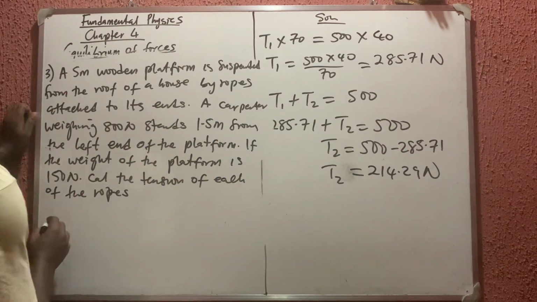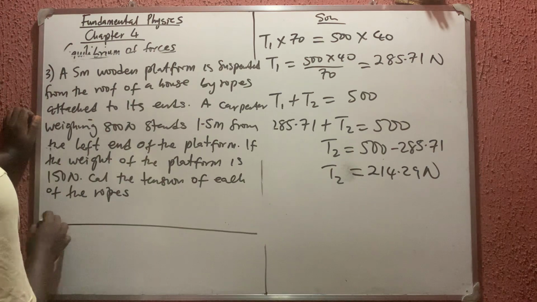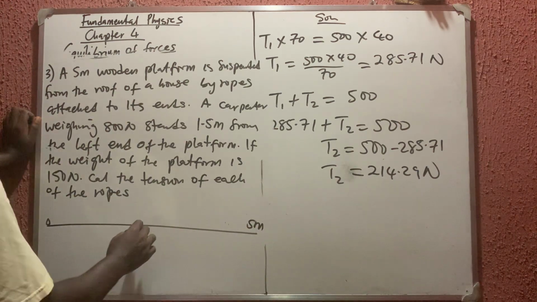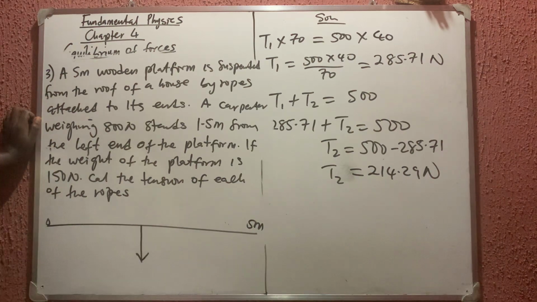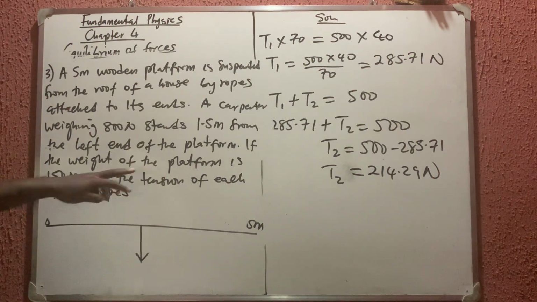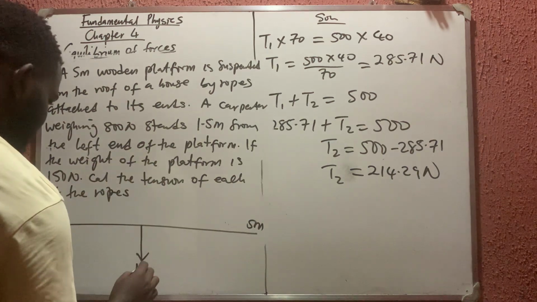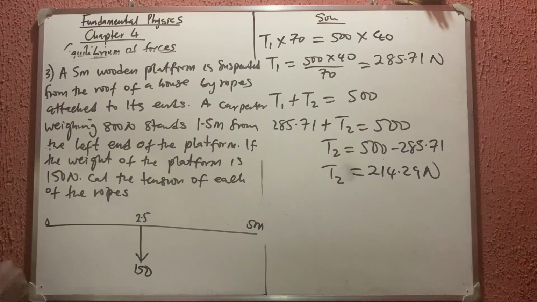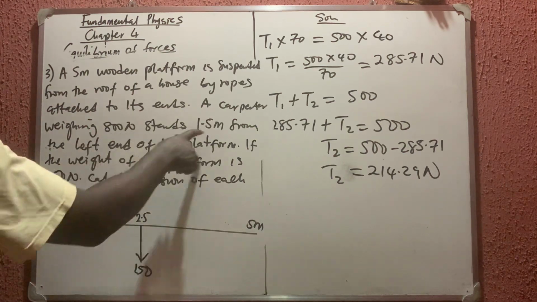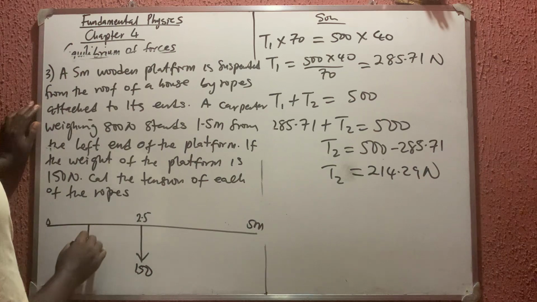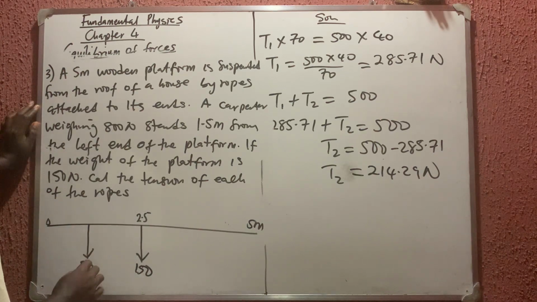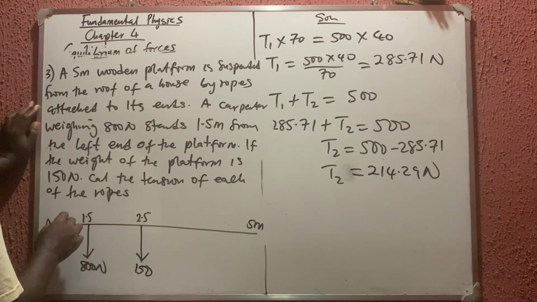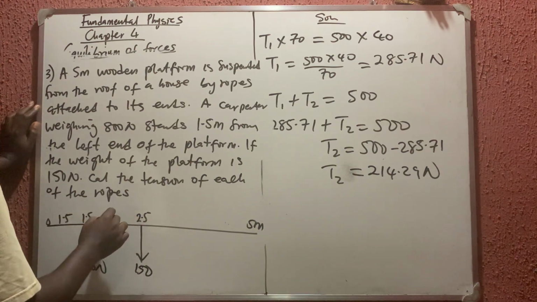They say a 5 meter platform, so from here to here, this is from 0 to 5 meter. And don't forget that the weight of an object is always at the middle. The weight of this platform is 150, so 150 should be at the middle, which is 2.5. Then a carpenter of weight 800 Newton stands at 1.5, so this minus this will give you 1.5, while this minus this will give you 1 meter.